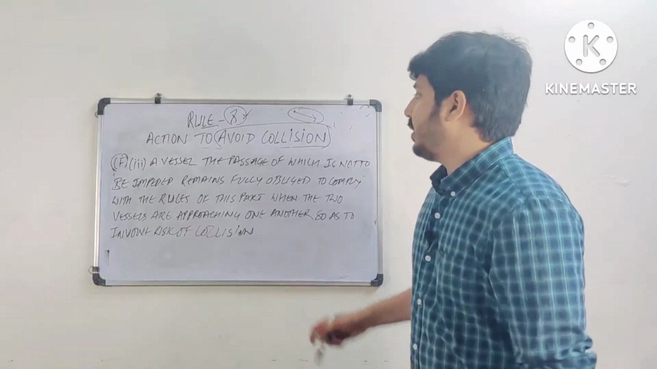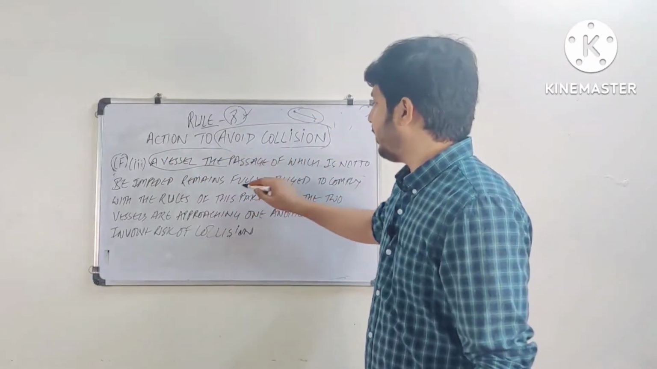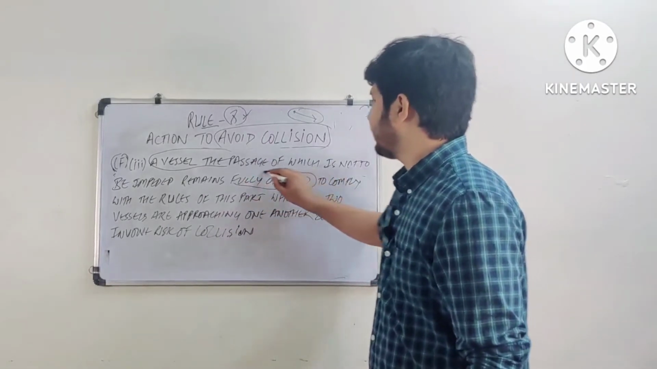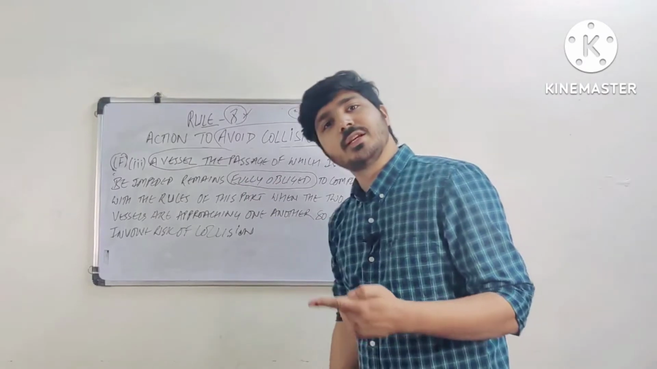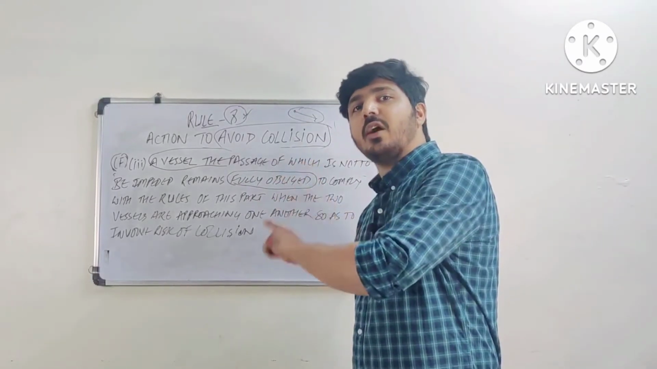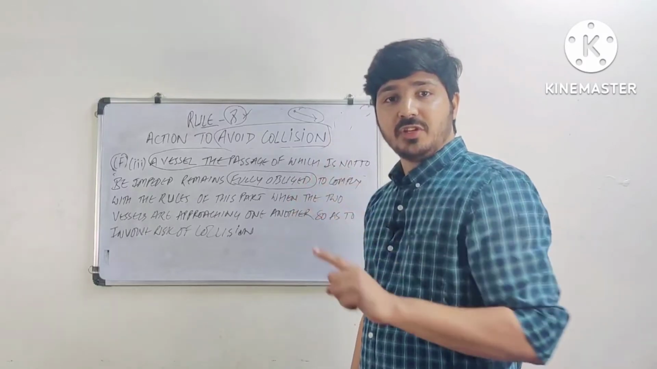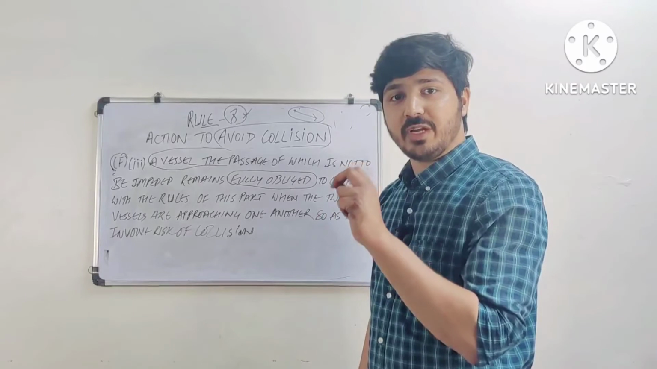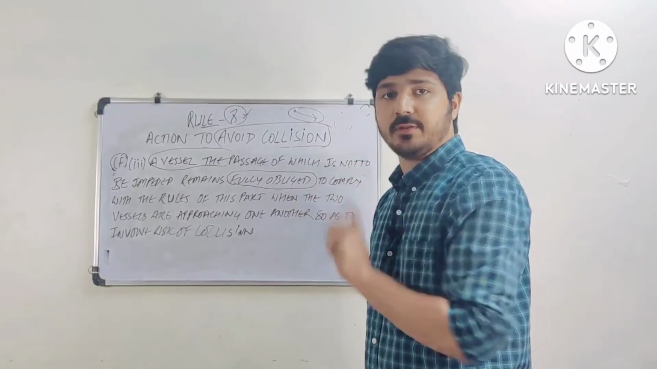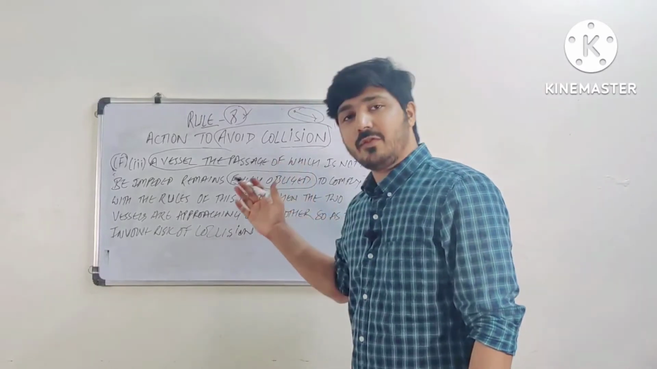Okay, so this vessel also remains fully obliged. They are not relieved from their duties. They will follow the rules as given in the ROR. If as per the rule they need to take action, they will take action. If as per the rule they are required to maintain the course and speed, they will do that. Okay, it's not like they can get away from it.